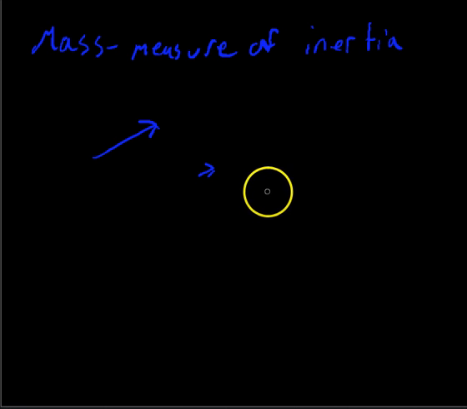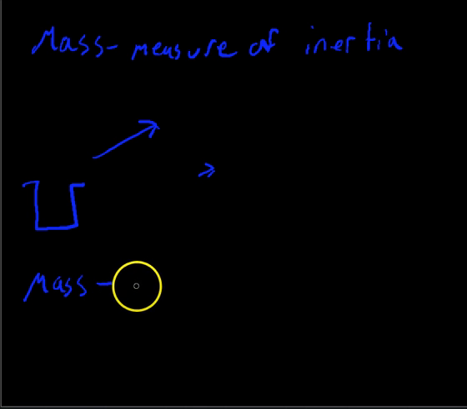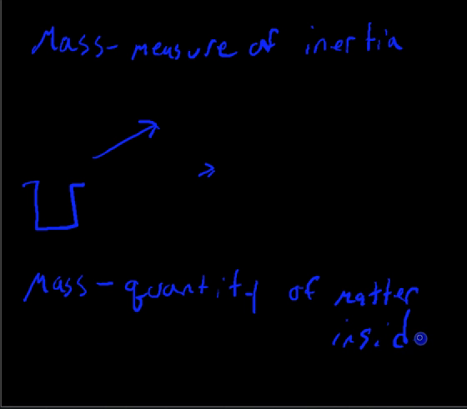And this is because of the mass. Let's say this is a bucket. When you have an empty bucket, the mass isn't very much. Why? What's mass? Mass is basically the quantity of matter inside an object. So in this bucket, we have hardly any matter. We just have air, so it doesn't have very much mass.